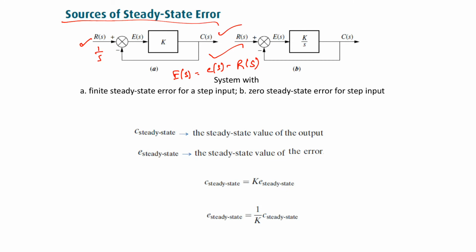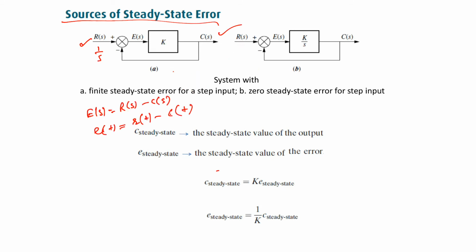Okay, in the steady state, in the time domain, we can write it as E(t) equals R(s) minus C(s). It is to modify it. Now you will see, if we consider the step input and if C(t) is equal to R(t), then this error E(t) will be equal to 0.